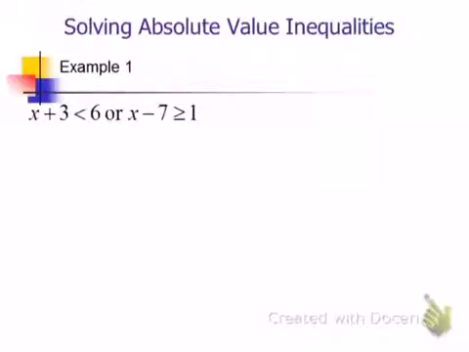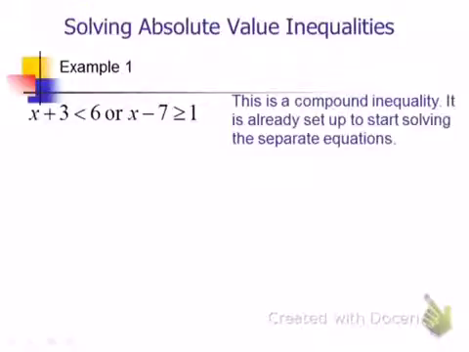x plus 3 is less than 6. We need to solve that by doing what? Subtract 3 from both sides, and that gives us x is less than 3. And in the second one, we need to add 7 to both sides, and that gives us x is greater than or equal to 8, right?